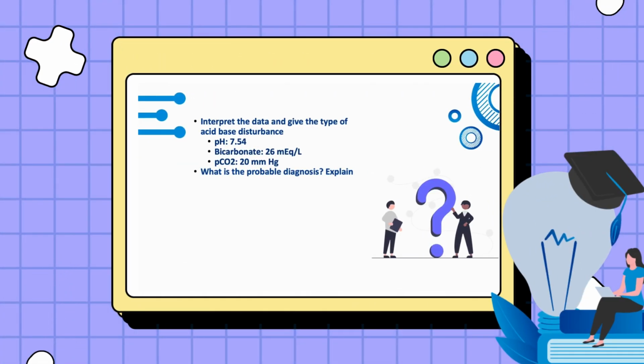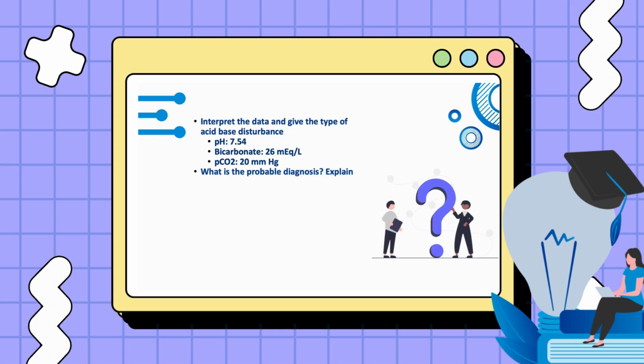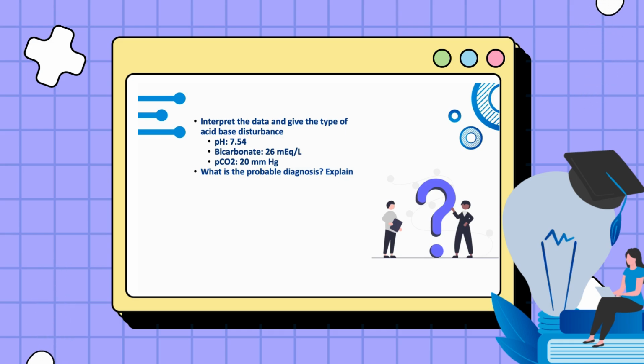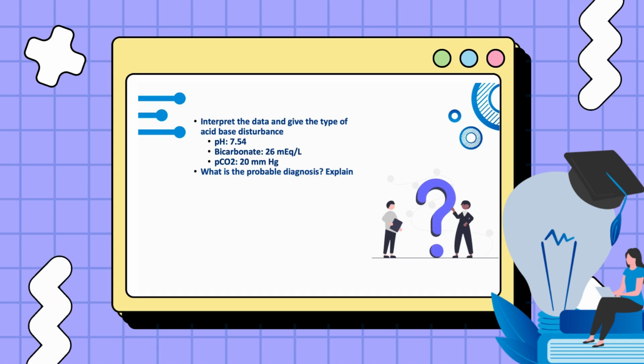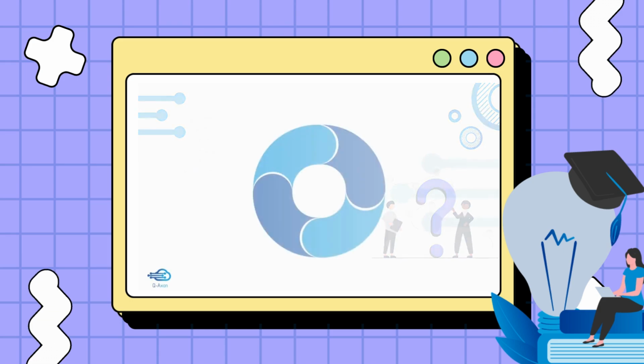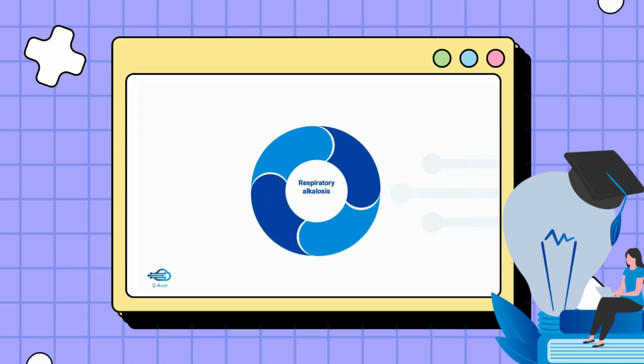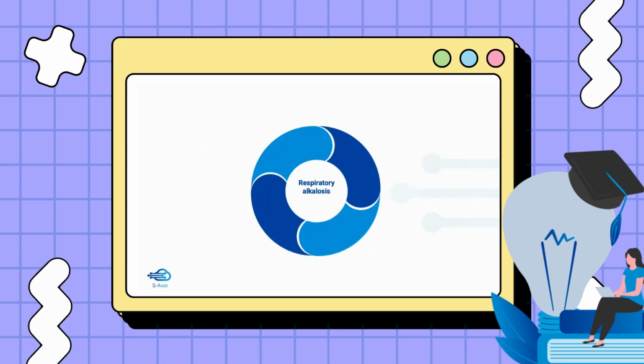Interpret the data and give the type of acid-base disturbance. pH 7.54, bicarbonate level 26 milliequivalent per liter. What is the probable diagnosis? Explain. So let's see what it is. So you have increased pH, which indicates the alkalosis. This is a case of respiratory alkalosis.